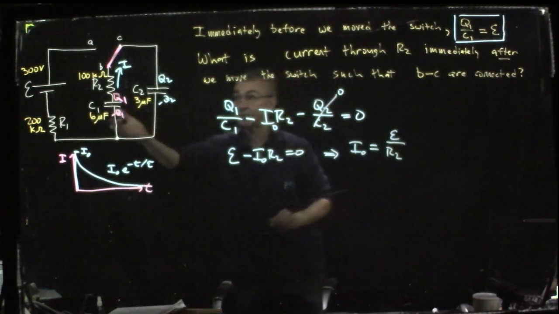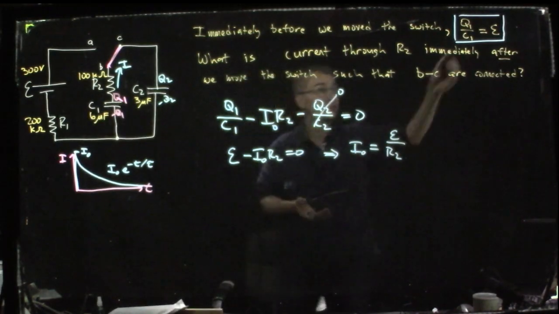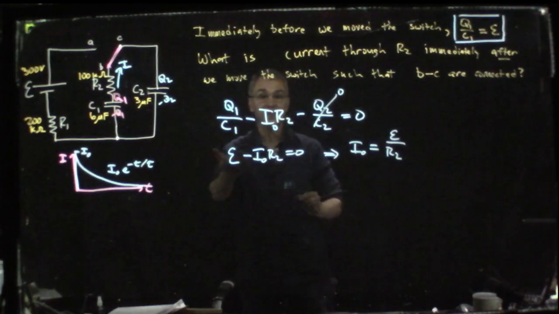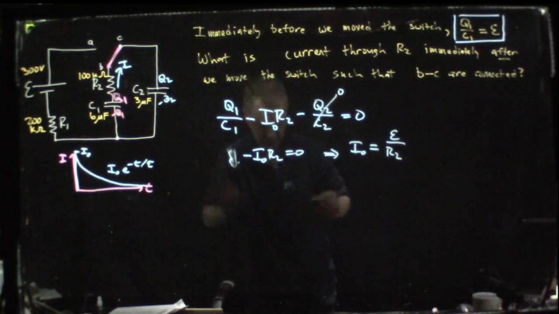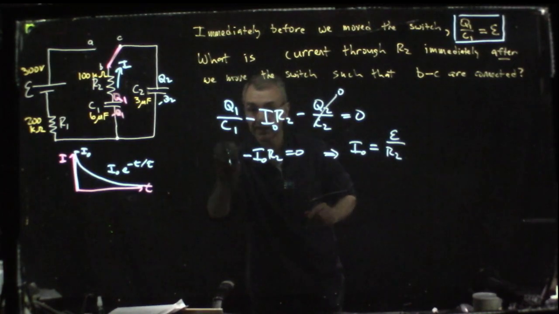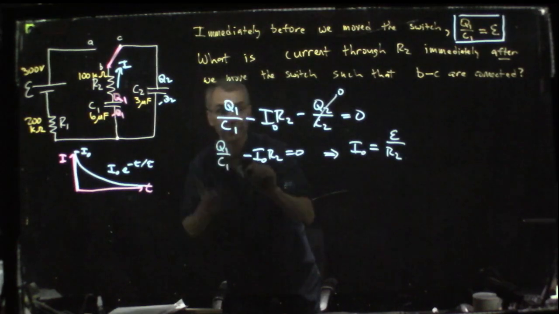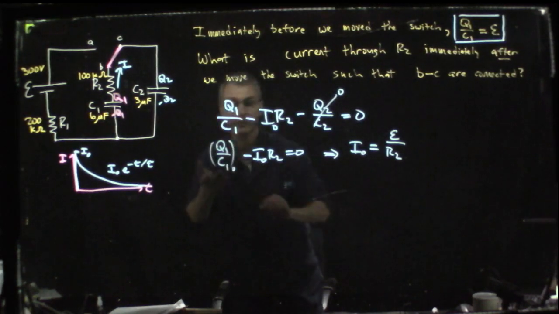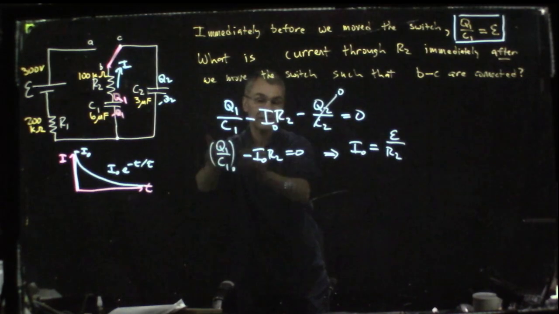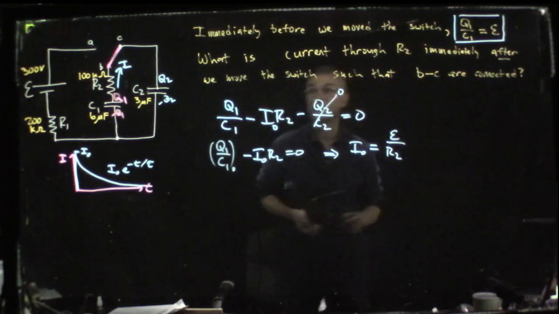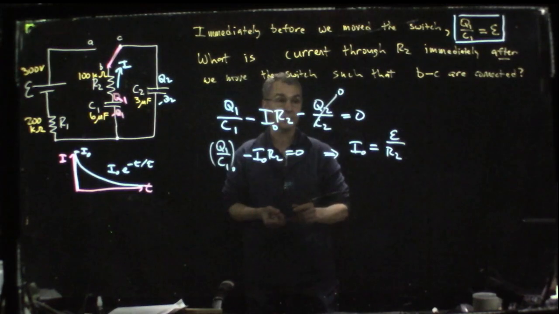You say, what is the battery EMF doing here? The battery isn't connected. It's because that's the state that we left the capacitor in. If you wanted to be more precise, you could say this is the initial value of the charge on this capacitor divided by the capacitance. So that's the initial voltage on this capacitor. But the initial voltage on that capacitor just equals the battery EMF from the previous part of the problem.